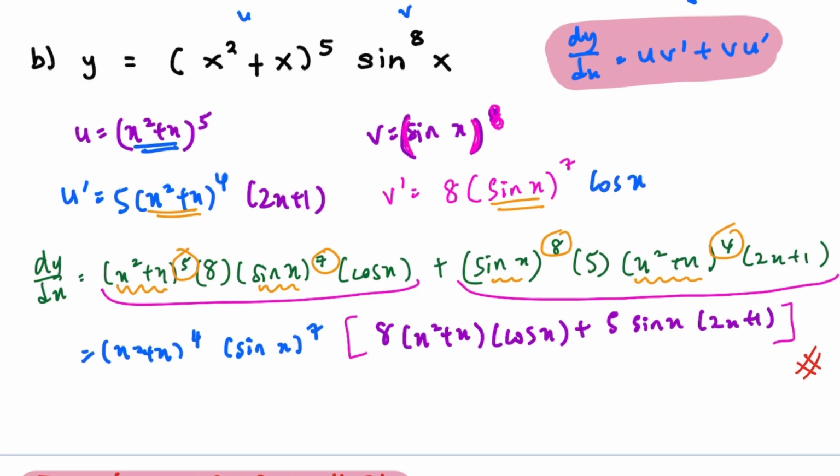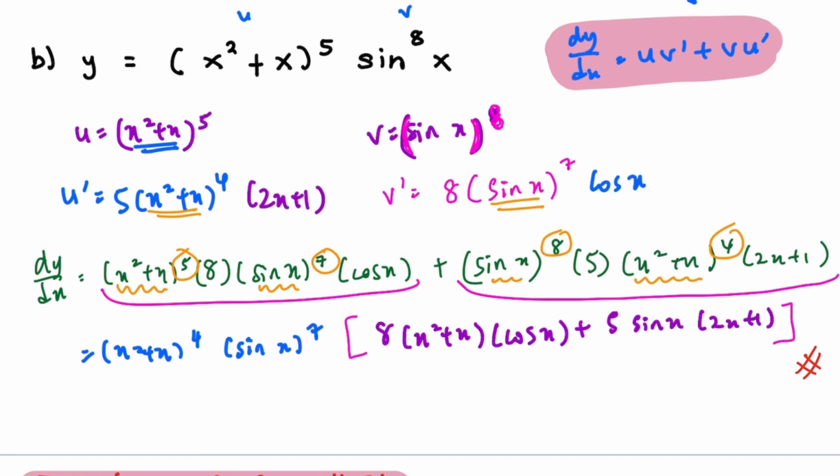So dy over dx is just u v prime plus v u prime. Now this is just a matter of simplifying. How to simplify? First of all, let's see the constants. For the first term you have 8, and for the second term you have 5, so you cannot factorize anything. Just leave it like that. Now let's see the next one: x squared plus x, and you also have x squared plus x. One is power of 5, another is power of 4. Of course, we want to take out power of 4 because we are finding the least common factor. For the next one, we have sine x, and this is also sine x, power of 7 and power of 8. Of course, we want to take out power of 7.